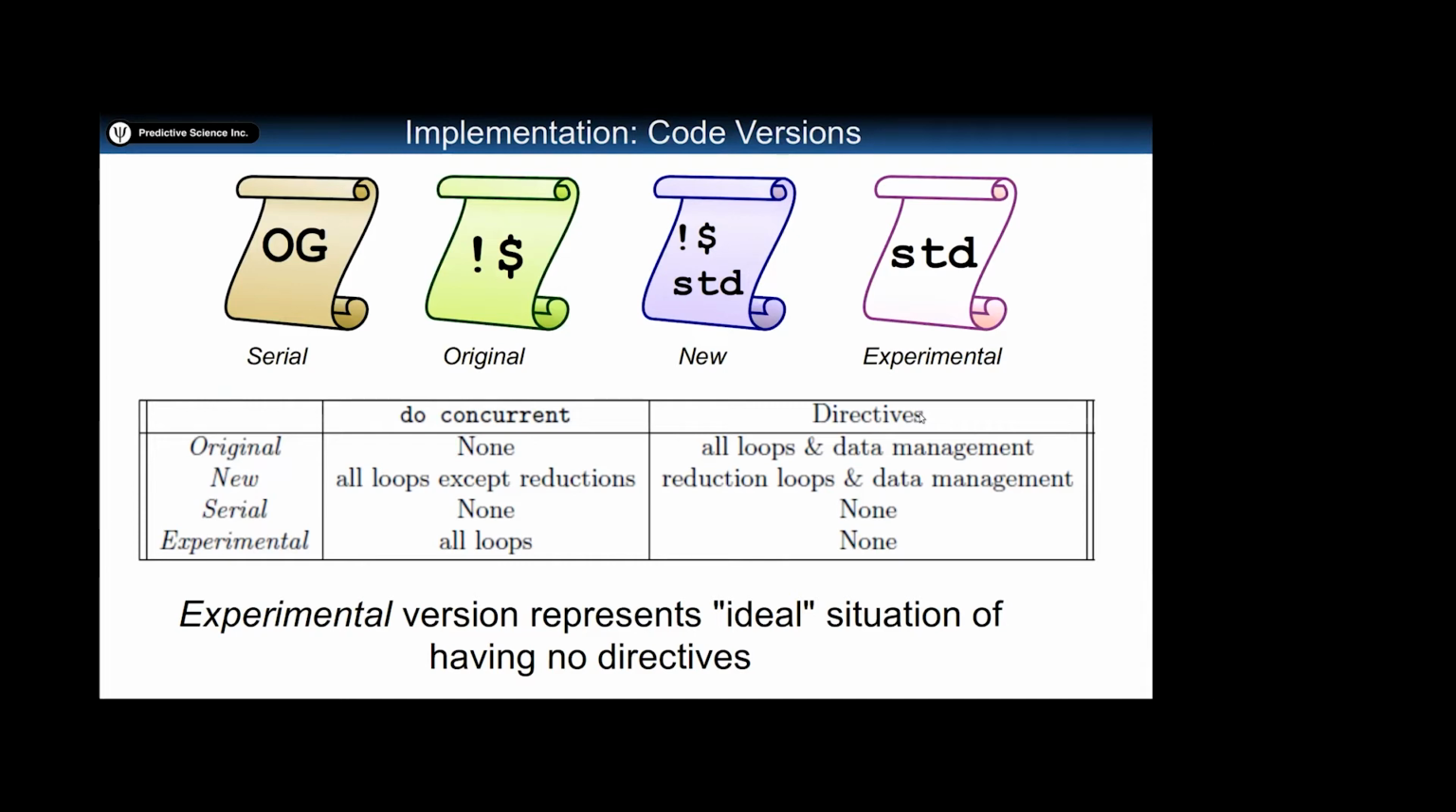So any loop that can have a do concurrent on it, like no reductions, we have do concurrent and no directives. But then we keep the directives for data movement for OpenACC for the GPU, and we also keep it for reductions. And then on the far right, we have our experimental code, and that's basically where we take out all our directives and see what happens, right? That's sort of what we would say is the ideal situation where you have no directives at all.